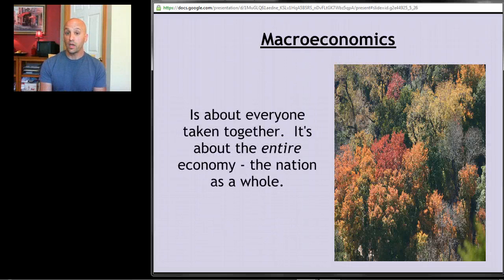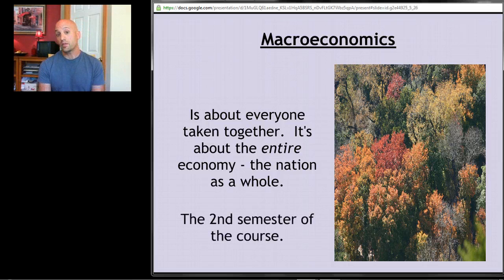Macroeconomics is about everyone taken together. It's about the entire economy, the nation as a whole. What's going on with the United States, what's going on with China, that kind of stuff. That's going to be the second semester of the course, and also in college it would be a separate course called macroeconomics. Now the economics curriculum is kind of nice because at the end of the year you'll have the opportunity to take two separate AP exams, one in micro and one in macro. That could get you 2 college classes worth of credit if you follow along well, which I know that you're going to do.